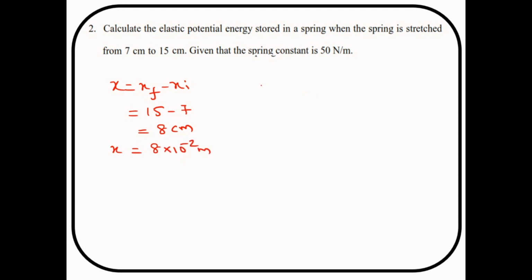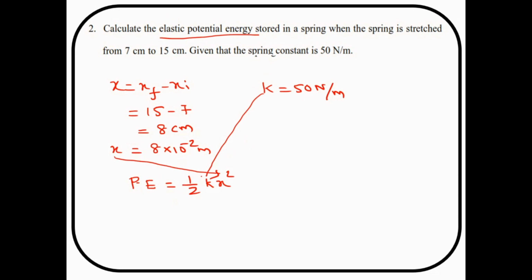And the spring constant value for the spring here is given as K equal to 50 Newton per meter. Now we are going to find the elastic potential energy, which is given by the relation elastic potential energy equal to half K x square. This is the rule, right? So now I am going to substitute the value of K here, and the value of x here. By that you will get the answer for the elastic potential energy.